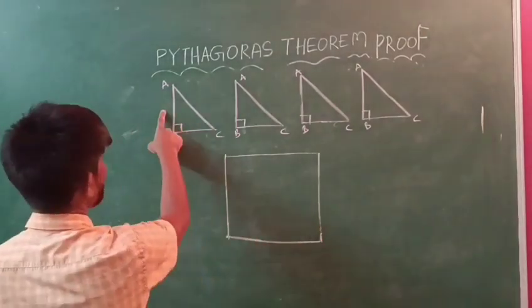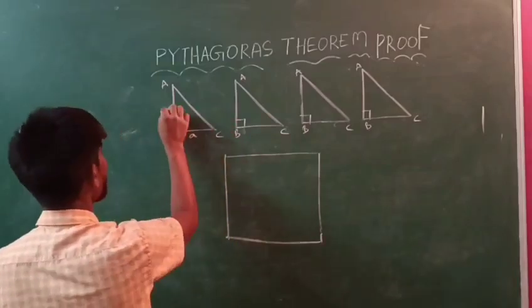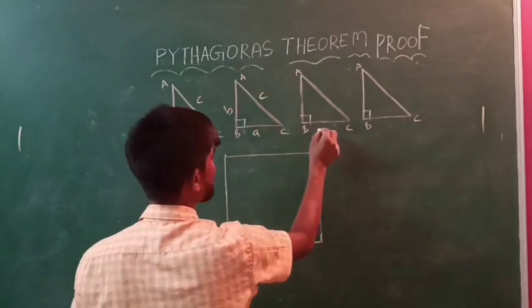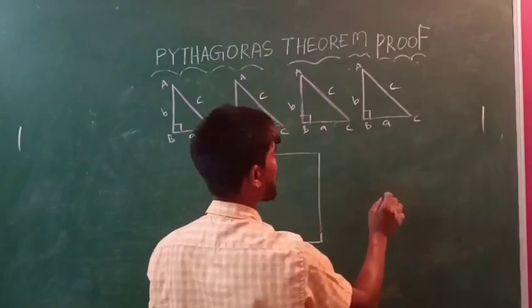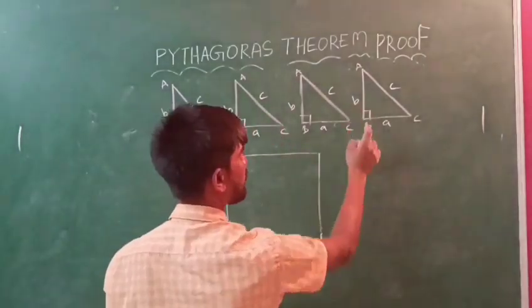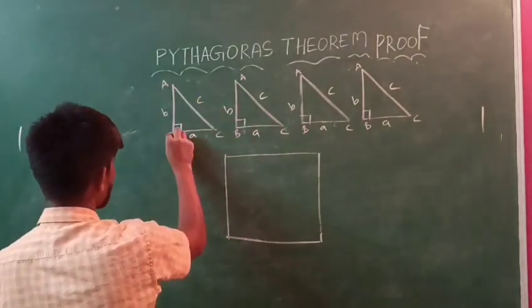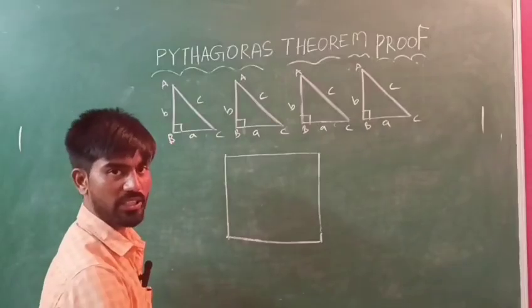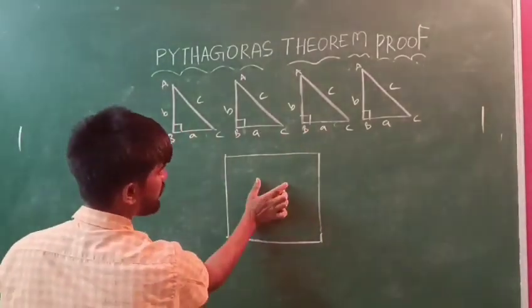Here the first one is the first right angle triangle, then second, third, fourth. Here this side is A, this is B, this is C. A, B, C units. This is the longest side, this is the base, this is the perpendicular side. In this triangle, angle B is 90 degrees. Perpendicular means here angle B is equal to 90 degrees.